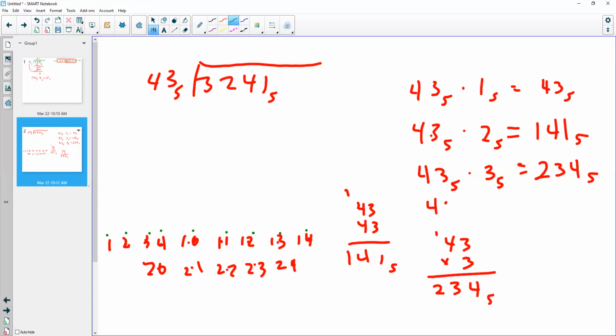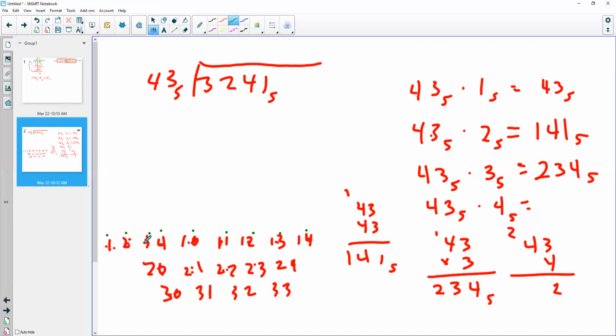Okay, and then I could do 43 base 5 times 4 base 5. All right, well, let's do the same multiplication. 4 times 3 is 12. That's 22 in base 5, so put down the 2, carry the 2. 4 times 4 is 16, plus 2 is 18. Oh, I'm going to need a longer list, aren't I? 18 in base 5 is 33. So that's 332 in base 5.